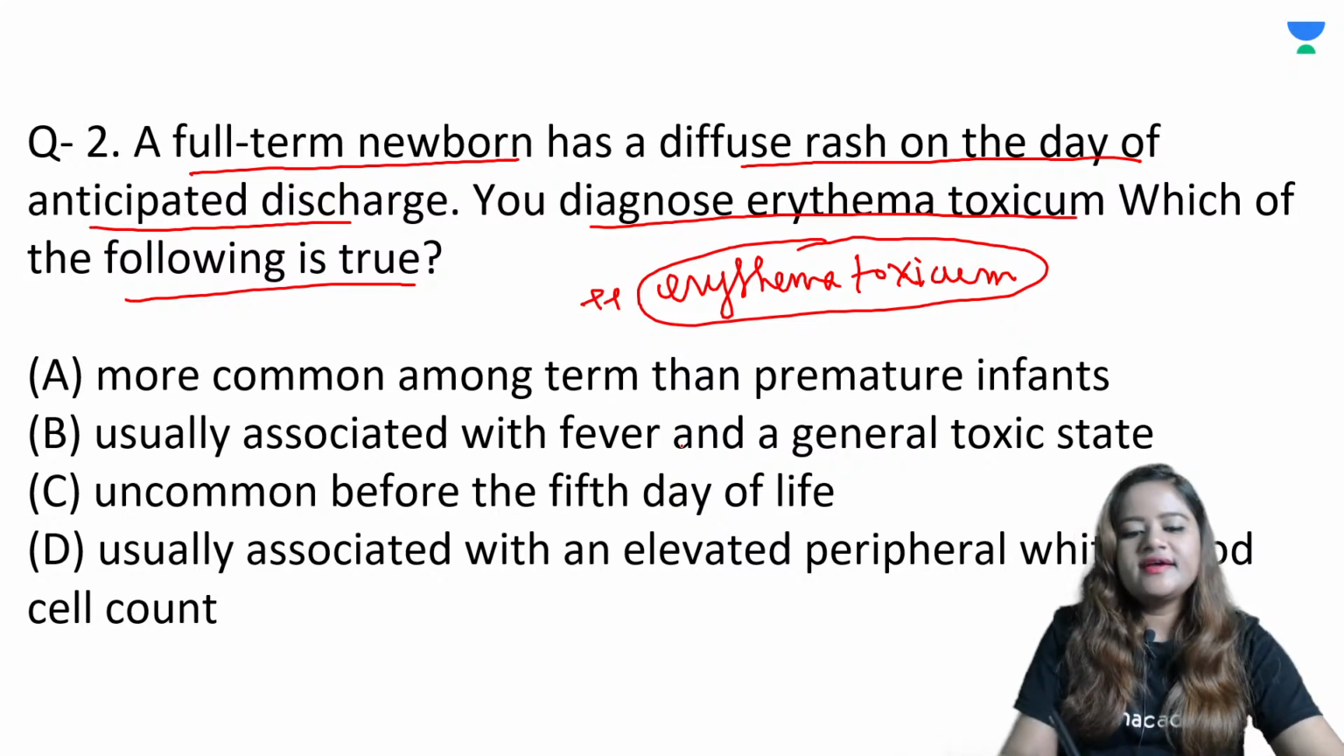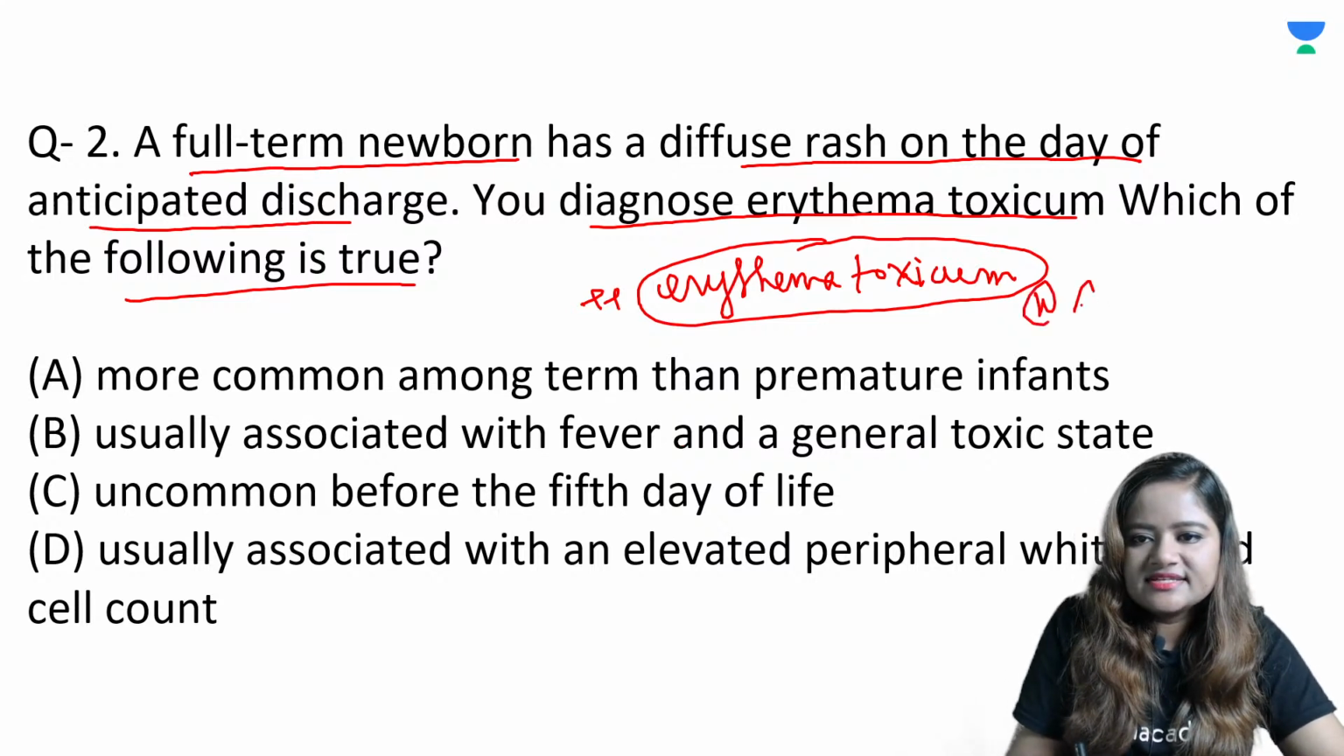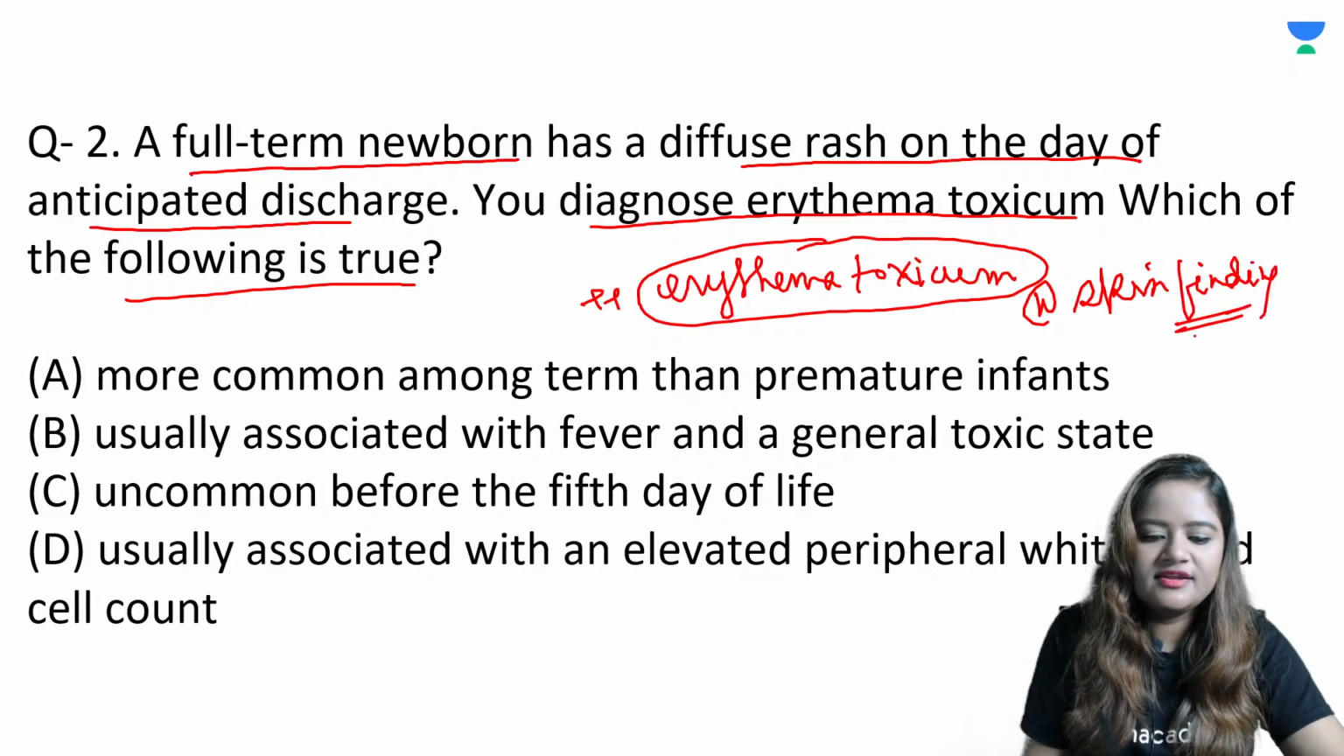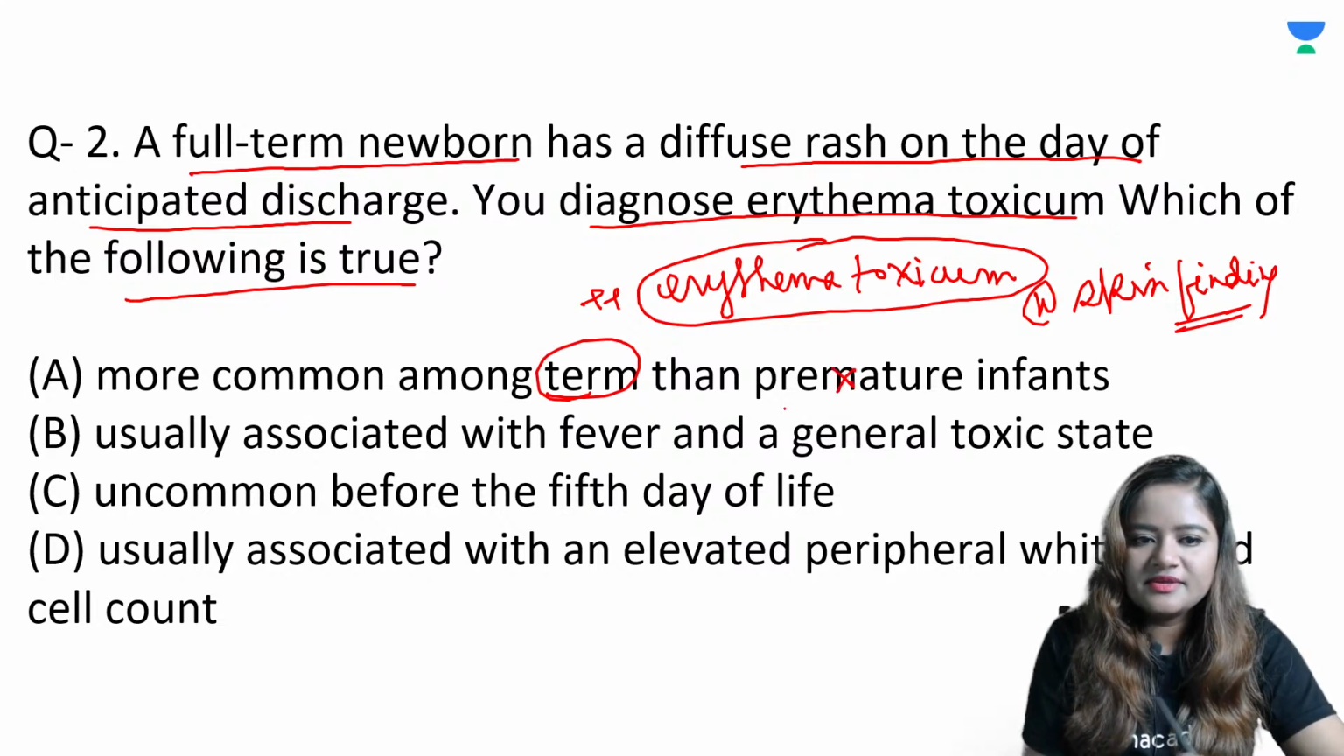Okay, so basically, erythema toxicum is a very normal skin finding that is present in term babies. This is a absolutely normal finding. It is seen in term babies and not in preterm babies commonly. It has nothing to do with any fever. There is no toxicity in the baby. It is absolutely normal and you can confidently discharge the baby also.